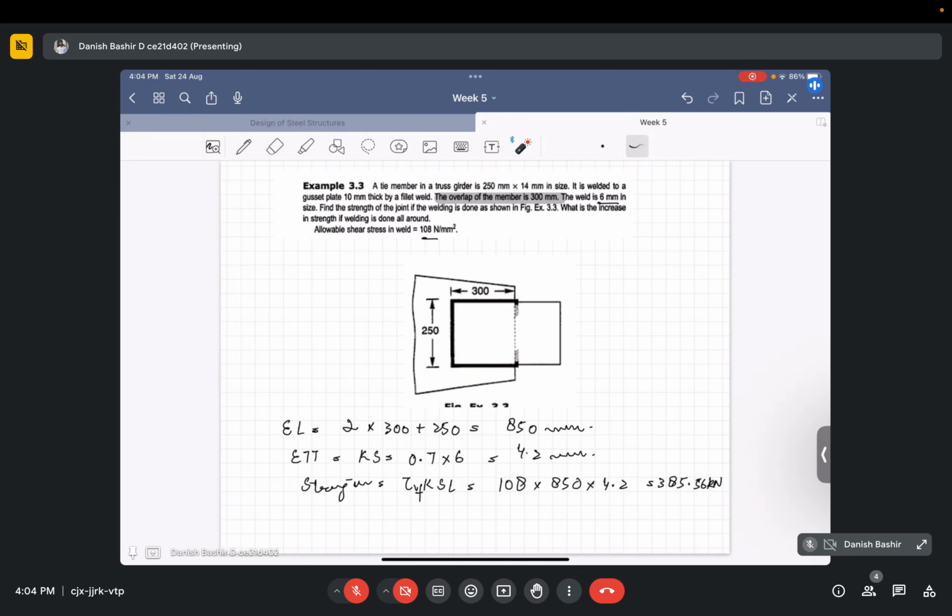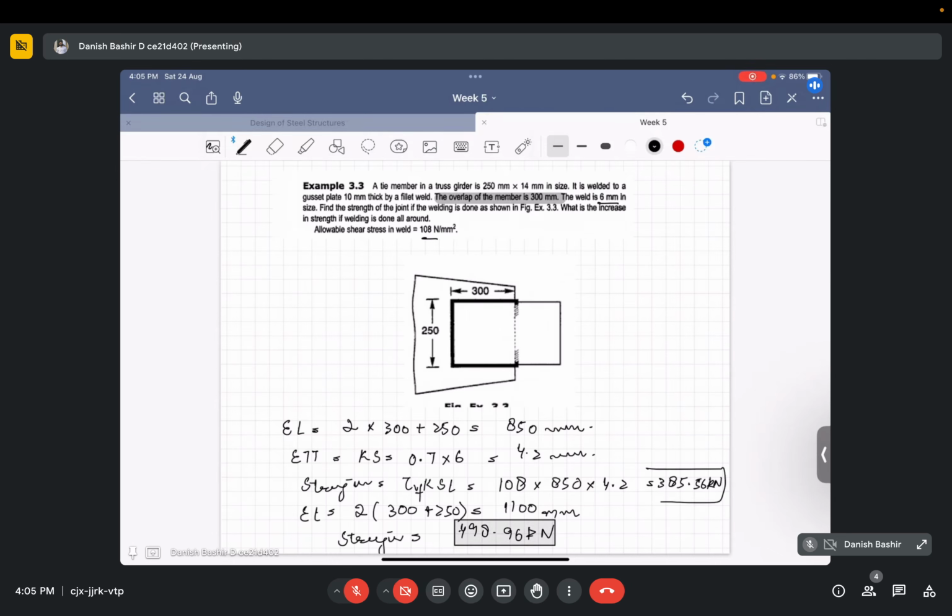If the welding is done on all 4 faces, the effective length comes out to be 2 times 300 plus 250. That's the perimeter, 2 times length plus breadth. That comes out to be 1100 mm. Accordingly, the strength will be larger, and it comes out to be 498.96 kilonewton. Obviously this is larger. The extra difference between 498 and 385 is an addition of 113.4 kilonewton. I hope you guys are following me.